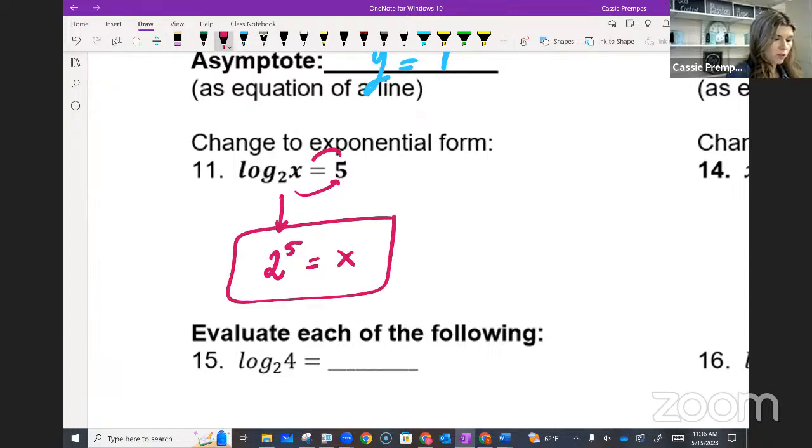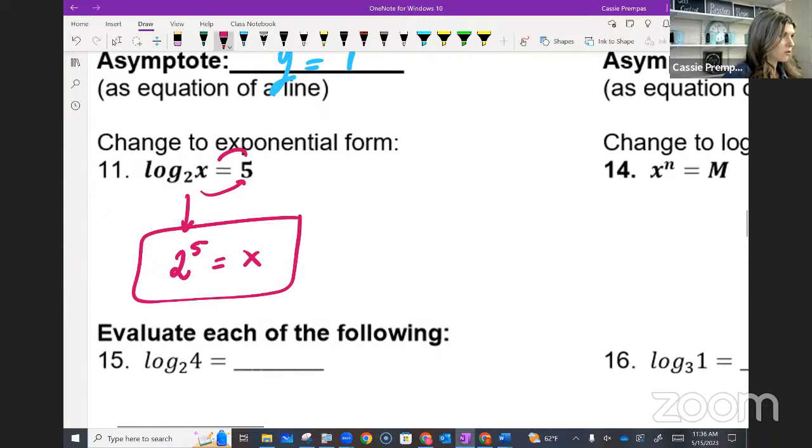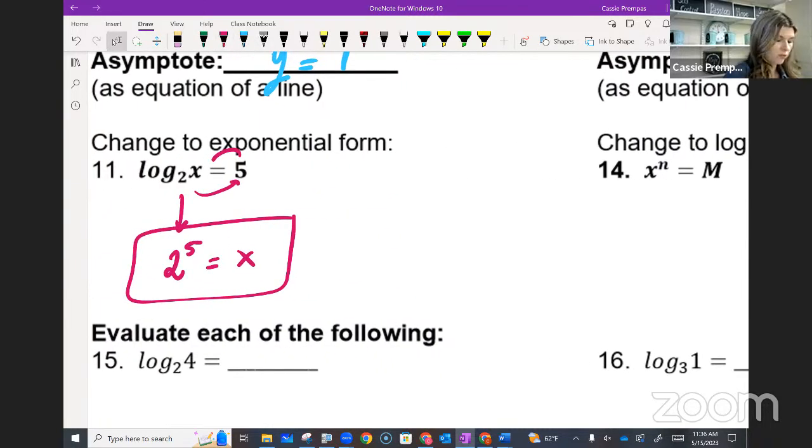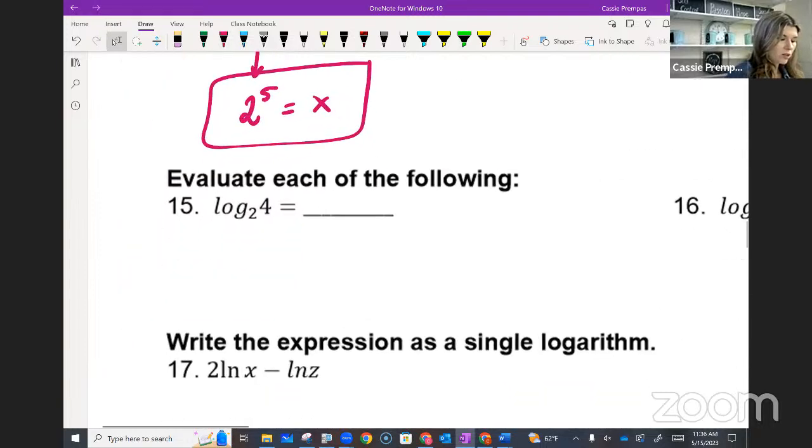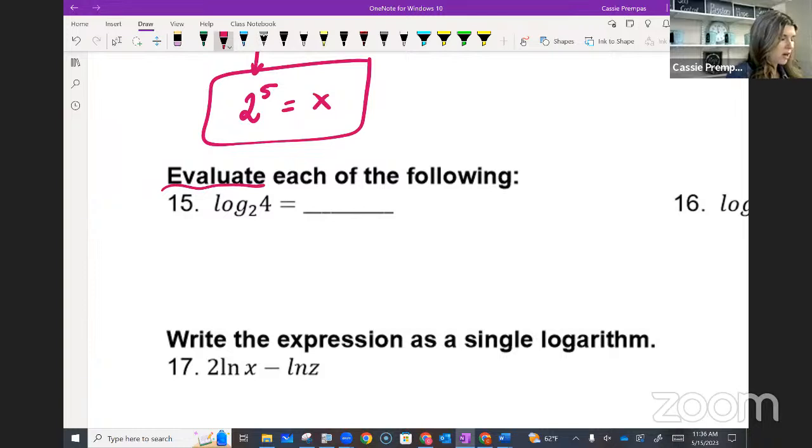I'm not going to do 14 with you. I know it should have been 12. That's it. You should have converted it. They start off easy, get a little bit more difficult. Okay, once you know how to do that, you should be able to do some math with it. Like, can you evaluate? So if I ask, what does this equal? 2 raised to what power equals 4?